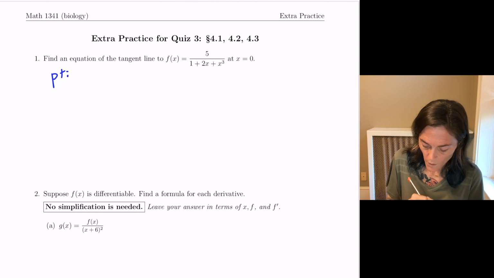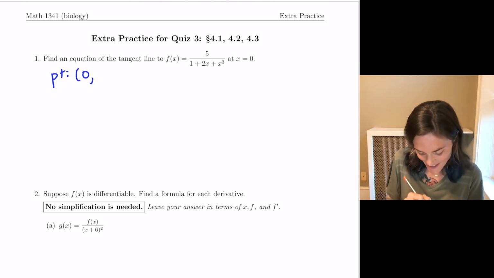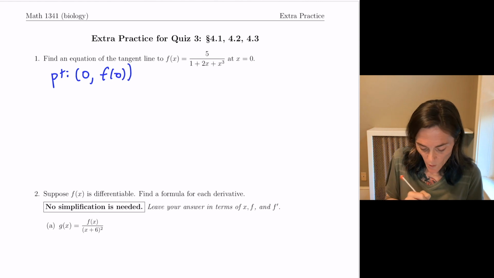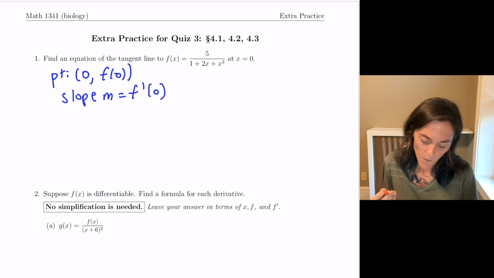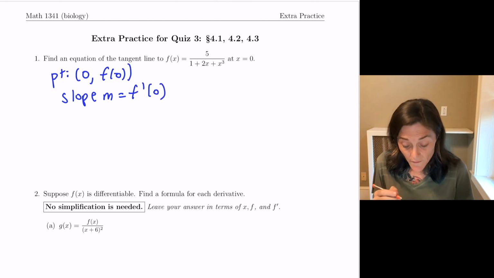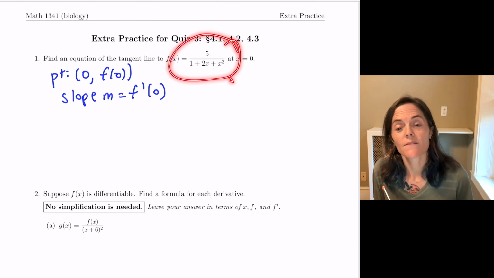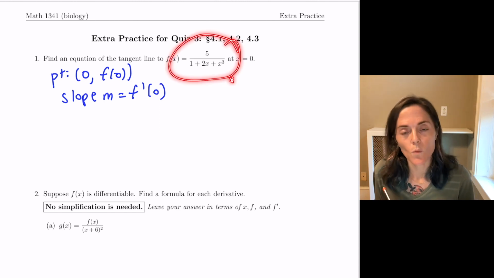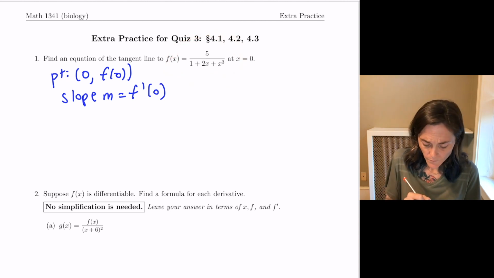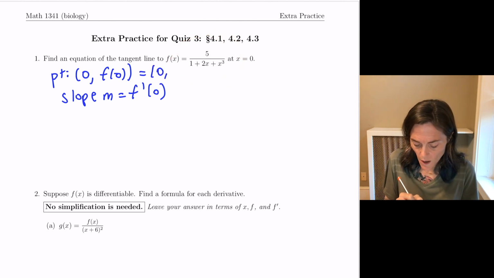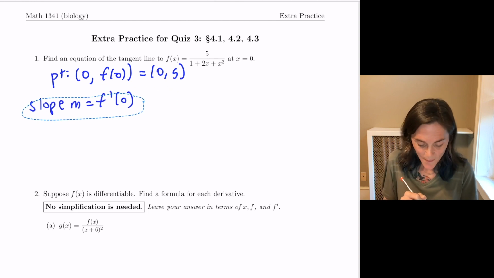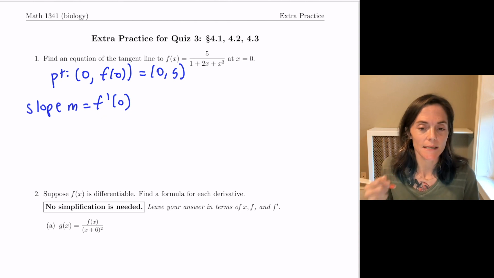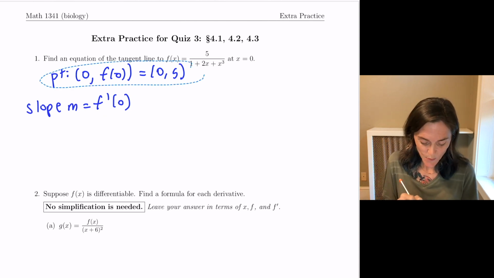We know a point will be (0, f of 0). We know the slope will be the derivative at 0. Now, what is f of 0? Evaluate this at 0. We have 5 over 1, which is 5. So I have (0, 5). In fact, if you like slope-intercept form, I've given you the intercept. It is 5. But we can also use point slope.